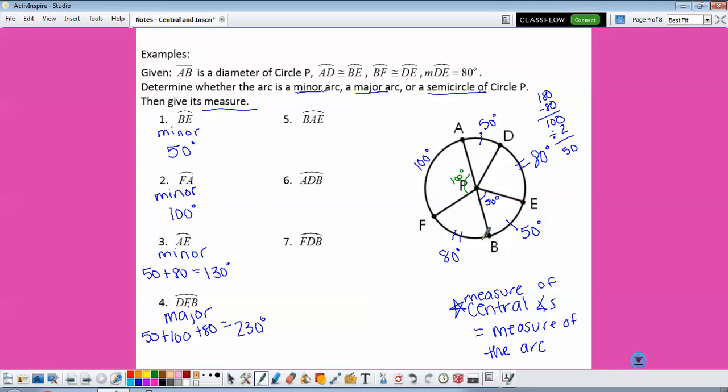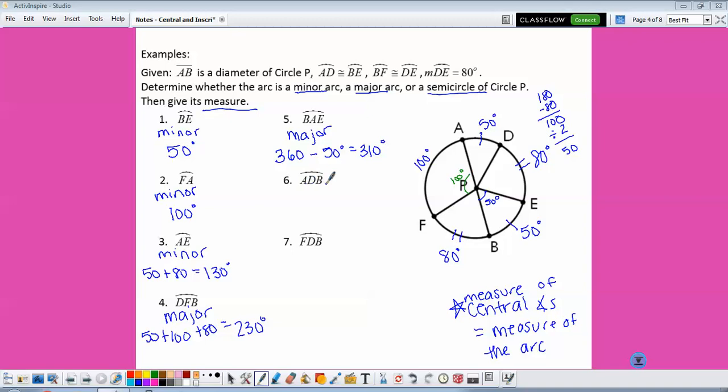From B to A to E. It's definitely more than halfway, so it's a major arc. Now, from B to A to E, we could add up all these pieces all the way around, but it's everything except this piece here. So a shorter way would say the whole circle is 360. Let's subtract 50 degrees, which means BAE is 310 degrees.